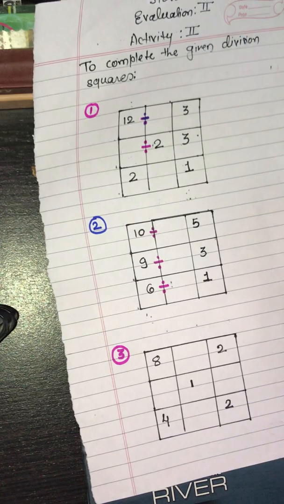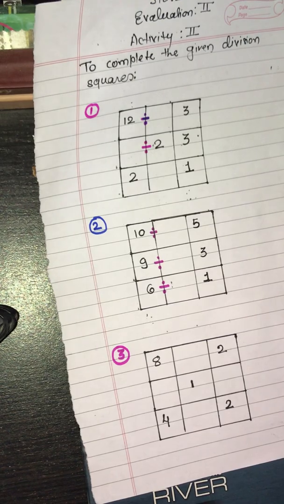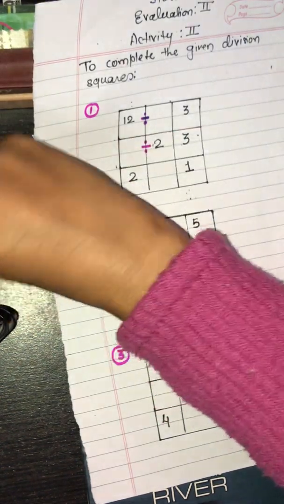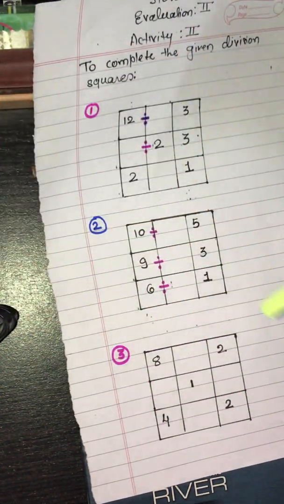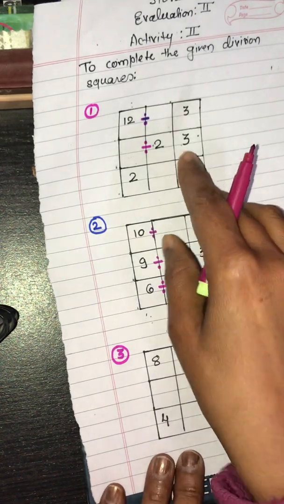This activity is based on the division chapter which you already completed. So it will be very easy for you to complete the activity. Here we have division squares which we are going to complete with the help of division facts, or the concept of division. Now let us see the first division square.